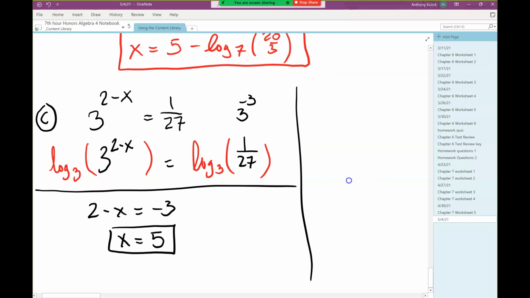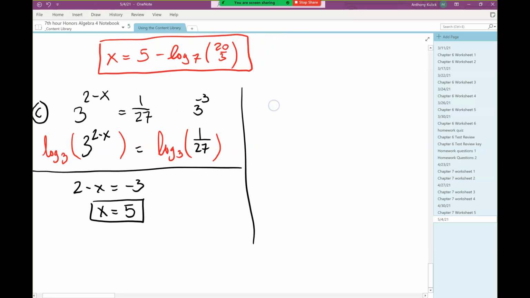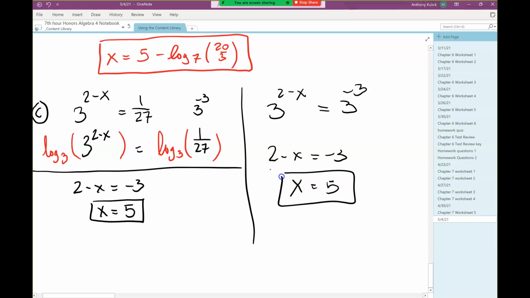So I promised you there was another way you could think about this. And that would be noticing that 1 over 27 is also a power of 3. And the only way that this can be equal is if the exponents are equal, right? So you could do it that way without having to use a logarithm.